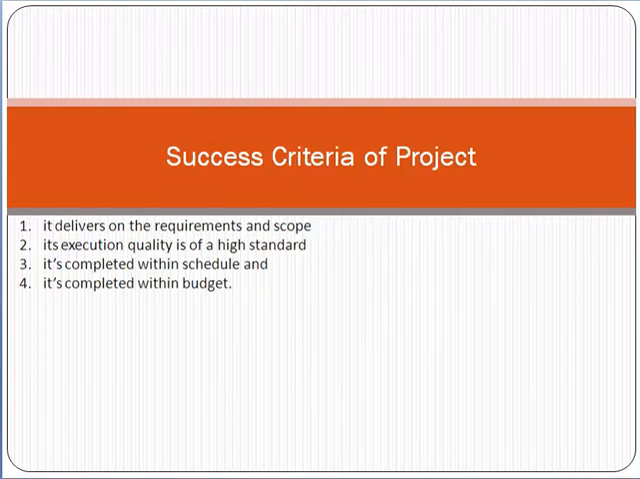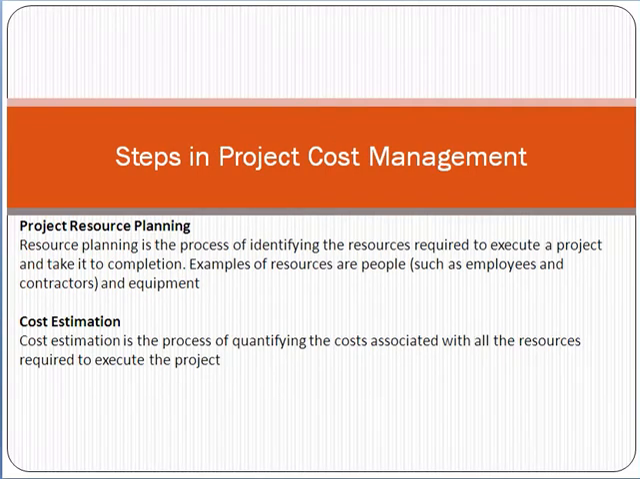So what is the success criteria of a project, friend? The success criteria, by which we can say that it's a successful project, there are four criteria. First of all, it delivers the requirements and scope as per the scope document. It fulfills the requirements of quality, it is completed within schedule and completed within budget. So this is the fourth criteria, which is very important as per the cost, that it should be completed within the budget.